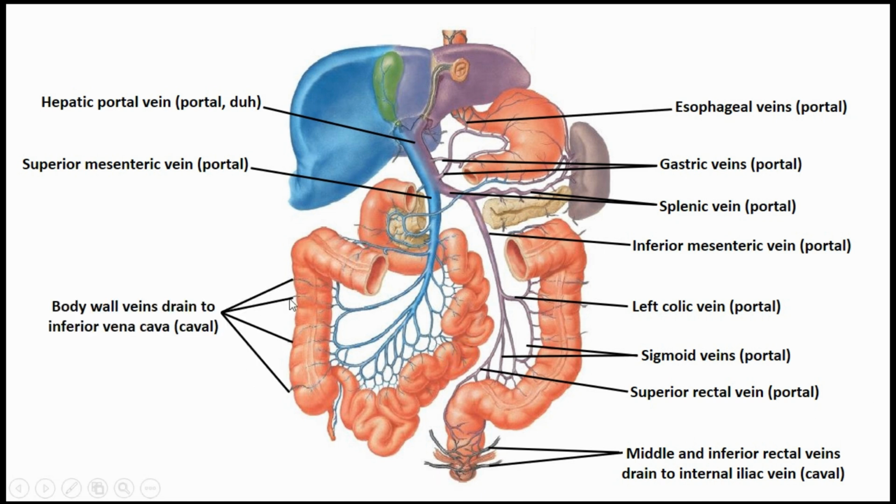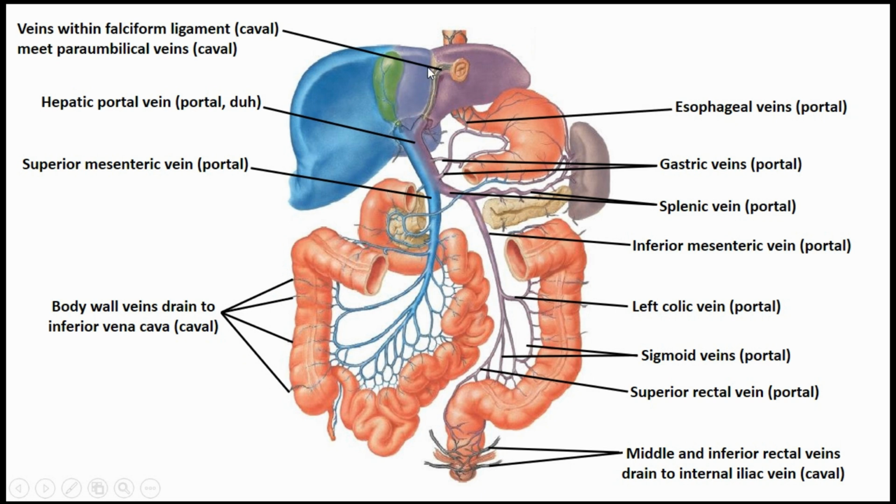Over here, there are some small vessels along the body wall for both the ascending and descending colon that are going to drain to the lumbar segmental veins and then to the inferior vena cava, so we can have some backflow of blood through these right or left colic veins into the body wall, excuse me, and then to the inferior vena cava.